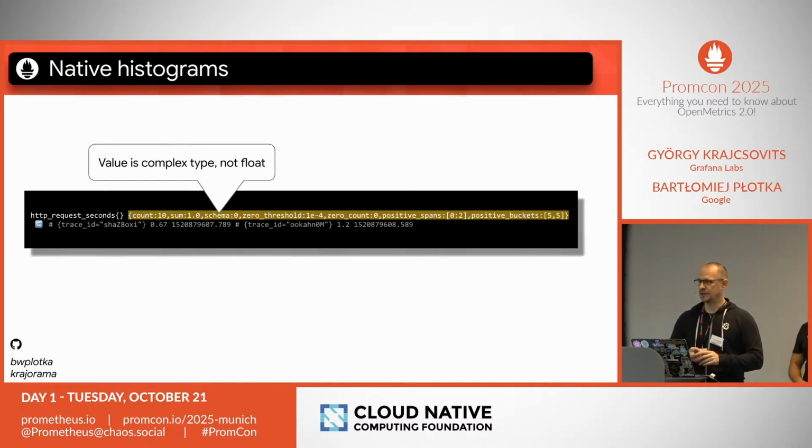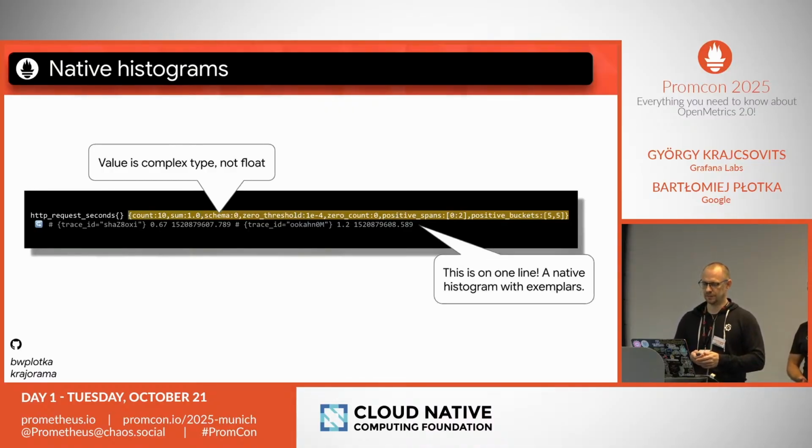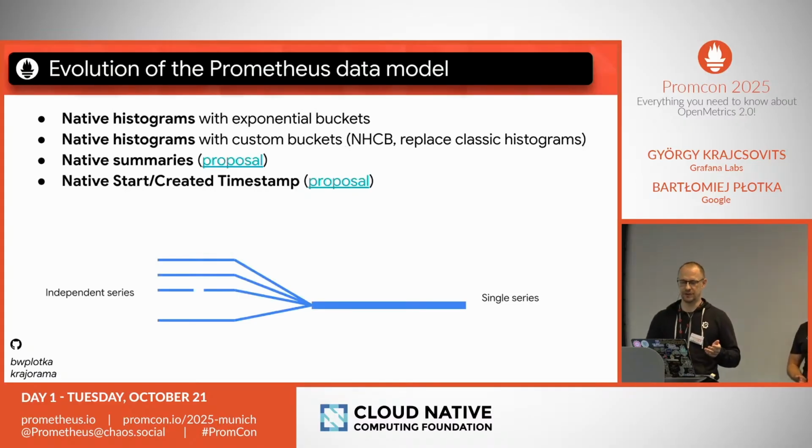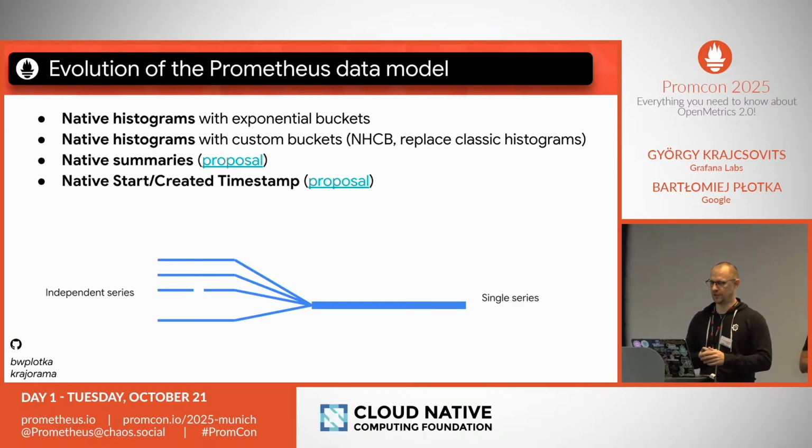So, native histograms with exponential buckets are not the first or only complex types that we see coming up. Actually, we see that there's native histogram with exponential buckets already existing. Native histogram with custom buckets already exist, also called NHCB. These are kind of a replacement for classic histograms. There's a proposal for native summaries. There's a proposal for combining the start or created timestamp into time series directly.